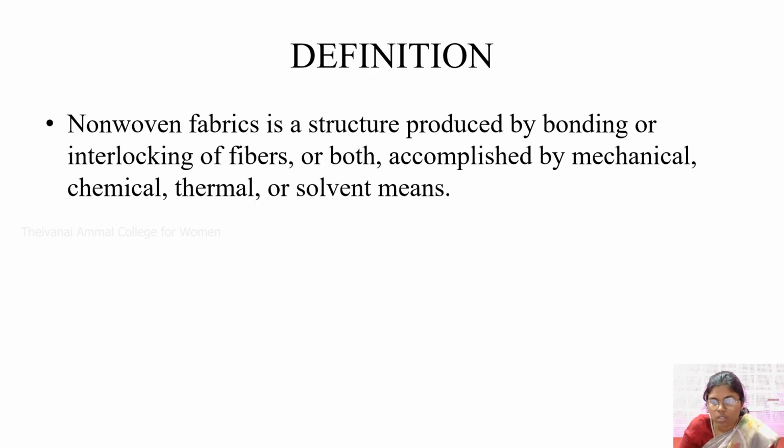Non-woven fabric is a structure produced by bonding or interlocking of fibers, or both bonding and interlocking, accomplished by mechanical, chemical, thermal and solvent means. So initially the fiber web is formed and then it is bonded using mechanical, chemical or thermal means. We will be discussing in detail all the processes.